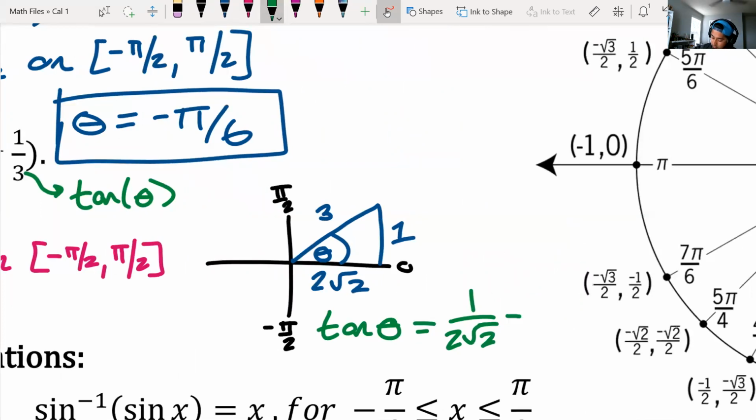Square root 2 over square root 2. 2 over 4.